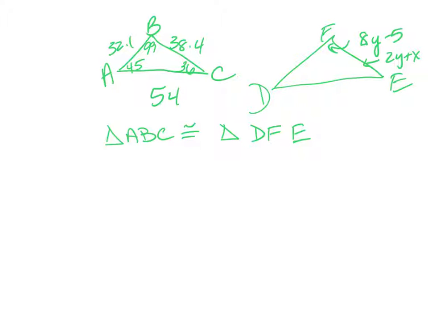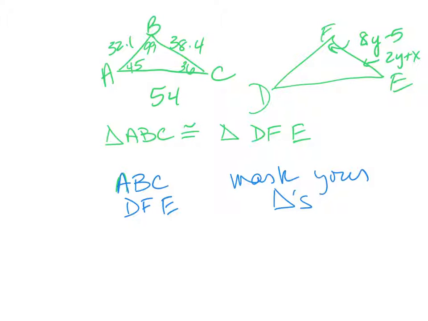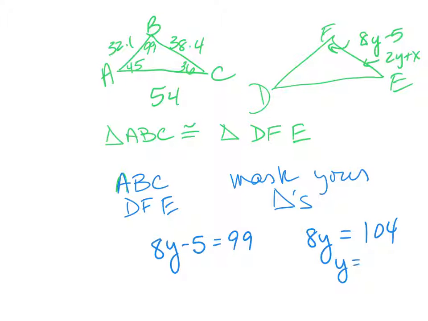So they want you to find X and Y. You have to find the Y first, because this has 2 letters, and when you have 2 letters, you need 2 equations. But the Y is going to be the same in both of these. So they tell you this one only has 1 letter. We have to start with him. So we have 8Y minus 5 equals 99. So 8Y equals 104. And Y equals 13. Everybody get that? Do you understand how to get that?